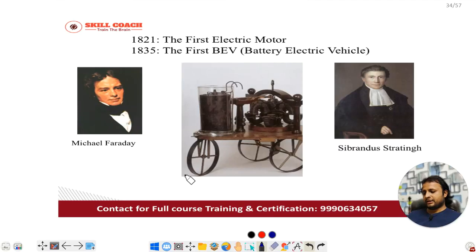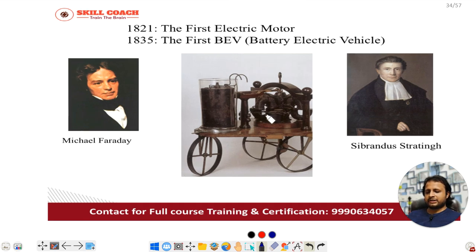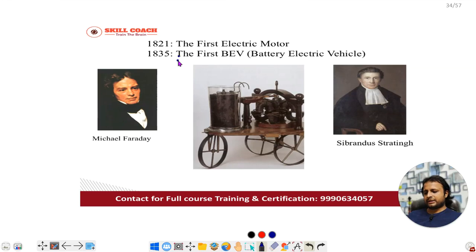24 years. The first electric motor was built by Michael Faraday, as you can see here, and this is a kind of three-wheeler vehicle, the first battery electric vehicle. Now this is history. We should salute them. They created such a vehicle without sufficient resources 200 years back. So salute to them. They are the revolutionaries for our technology.